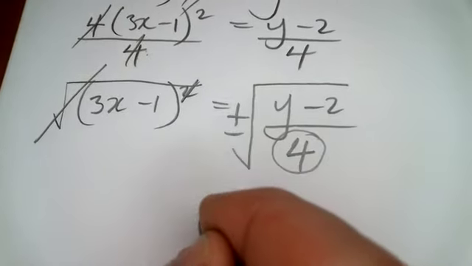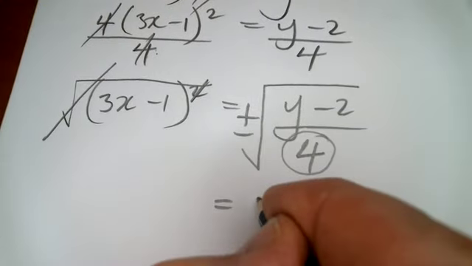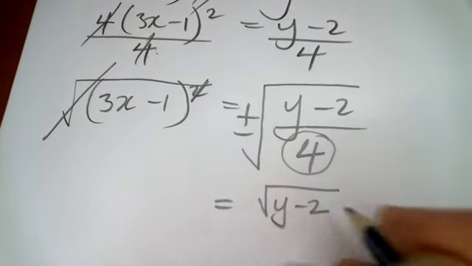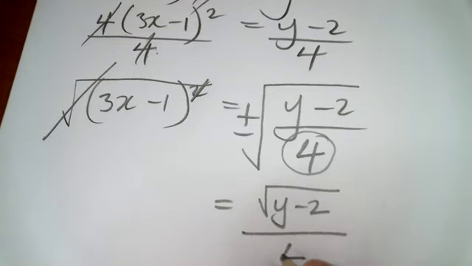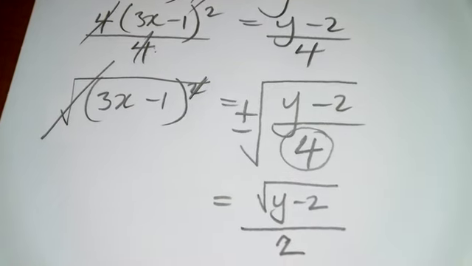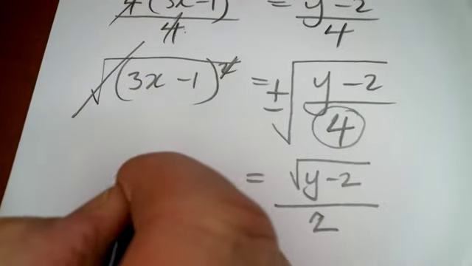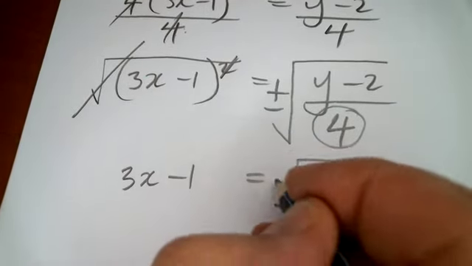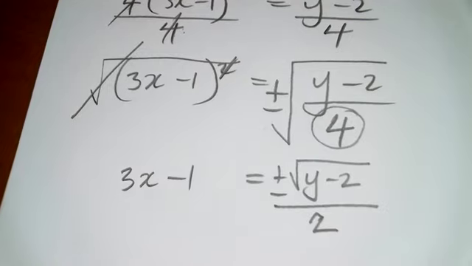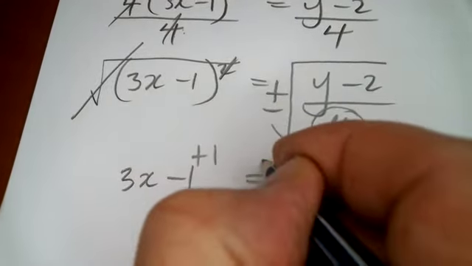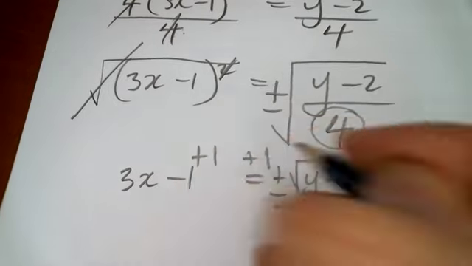So when I rewrite this next time, I can just write the square root of y minus 2 all over the square root of 4, which of course is 2. I almost wrote 4 then. On this side, of course, we're left with 3x minus 1, and this is plus or minus. So now I'm going to add 1 to both sides. Add 1 to this side, add 1 to this side, and I'll just put a plus 1 there.